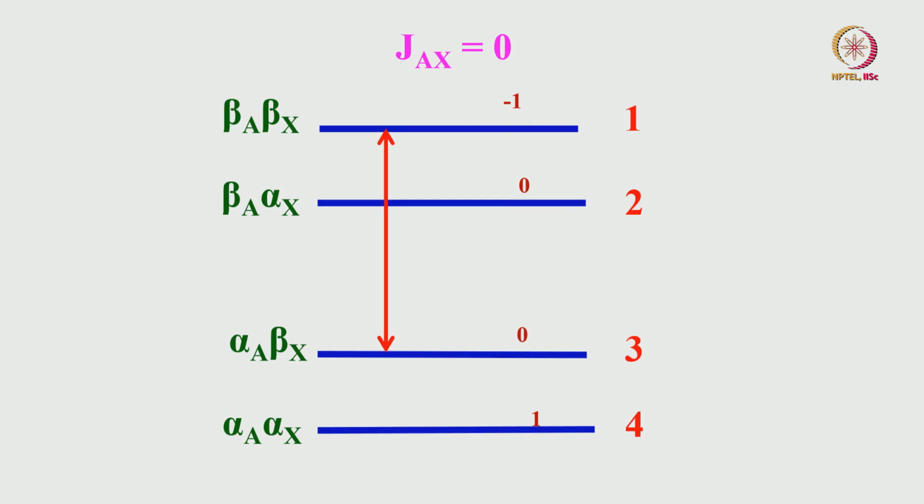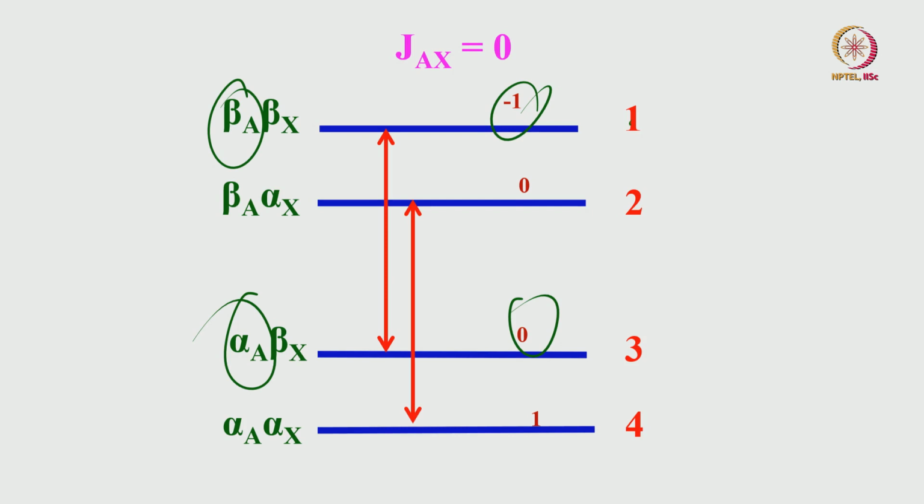The transition between 1 and 3 is allowed. You see, -1 to 0 is an allowed transition. Here, which spin is flipping? A is flipping. So, this is an A transition. What about this one? Here also A is flipping. 2 to 4 is also an allowed transition. This is an A transition, this is an A transition.